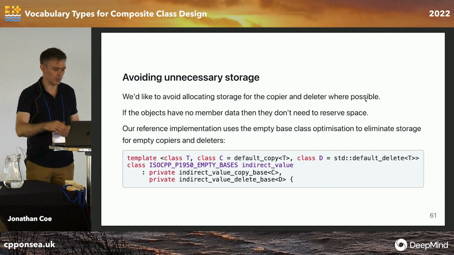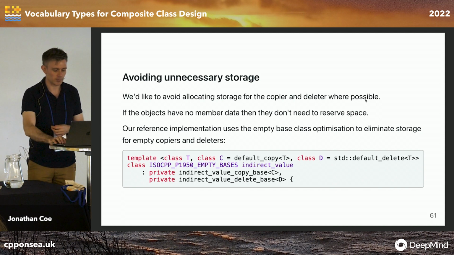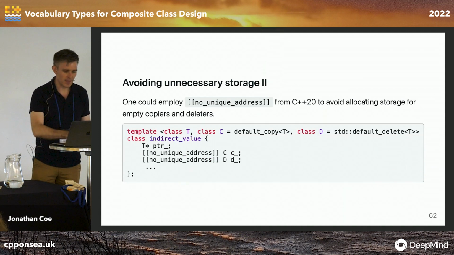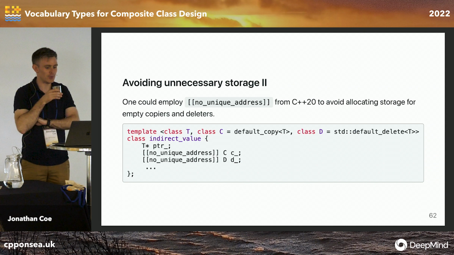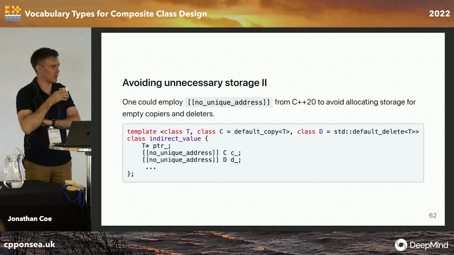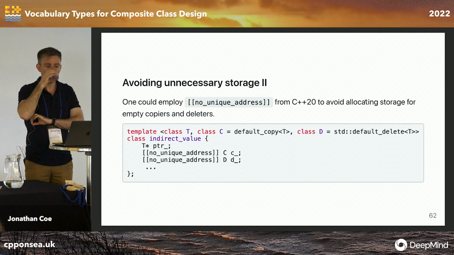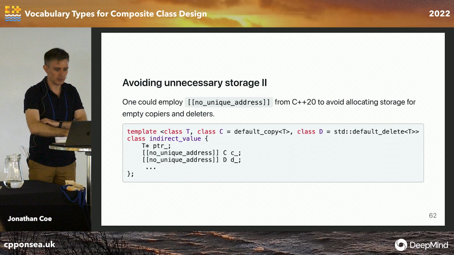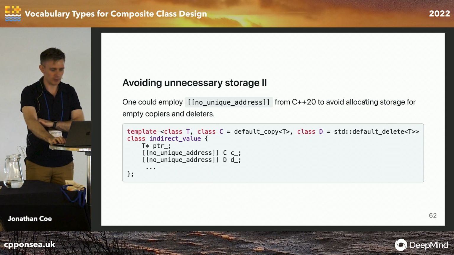A little bit of a snippet, so this is done by deriving from other classes, which can squirrel away all the need for storage. I think one could probably employ no_unique_address from C++20 to make this just work without having to do clever thinking, which is always good. But I haven't tried this out because I haven't got anything that supports no_unique_address.